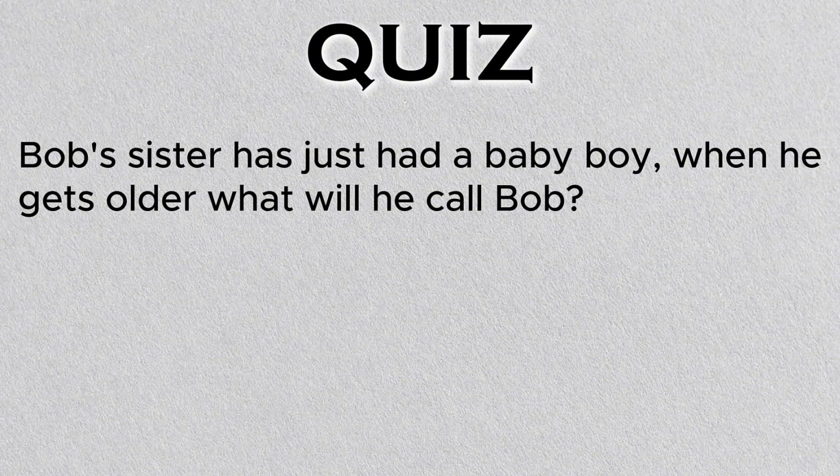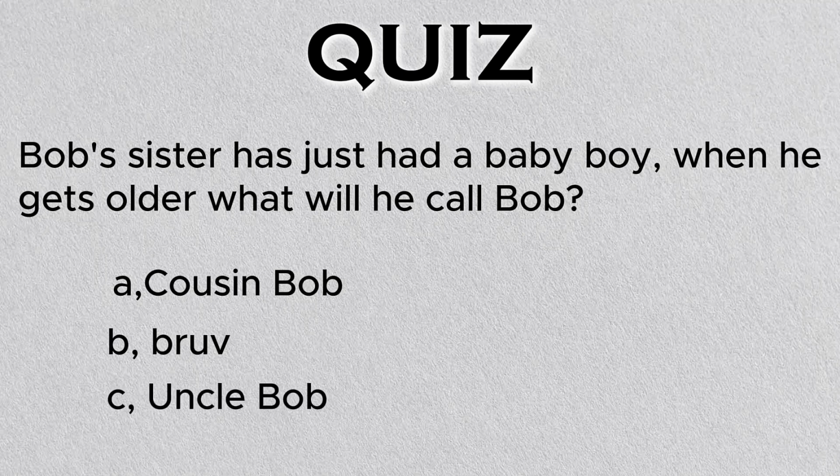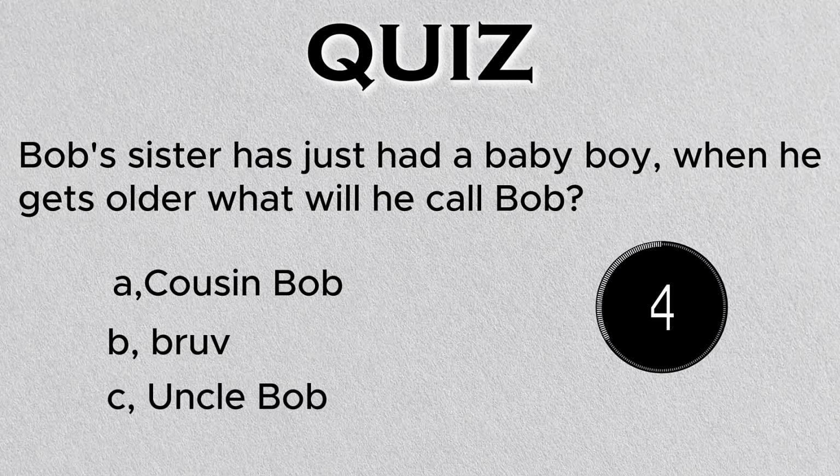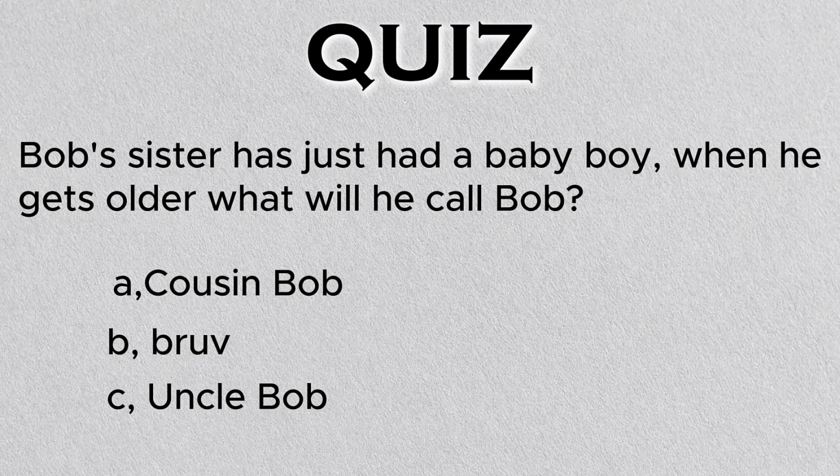Bob's sister has just had a baby boy. When he gets older, what will he call Bob? A, Cousin Bob, B, Bruv, or C, Uncle Bob? And the answer is C. Uncle Bob.